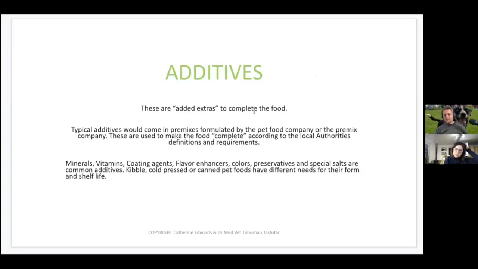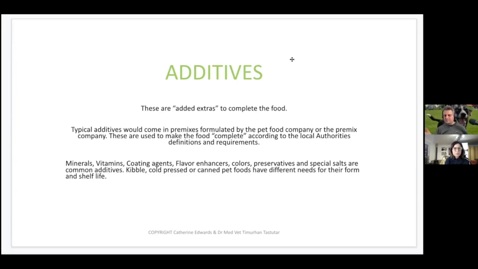Now we come to additives, after we have the ingredients sorted out. By the way, while we are still at the ingredients, don't forget that the quality of the ingredients has nothing to do with whether it's natural or not. So this doesn't define the quality. Even organic doesn't always define the quality. We will talk about it. So let's come to additives.